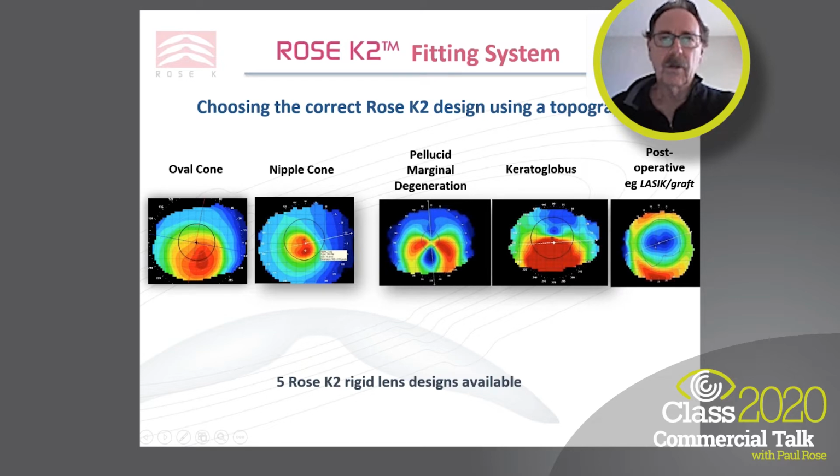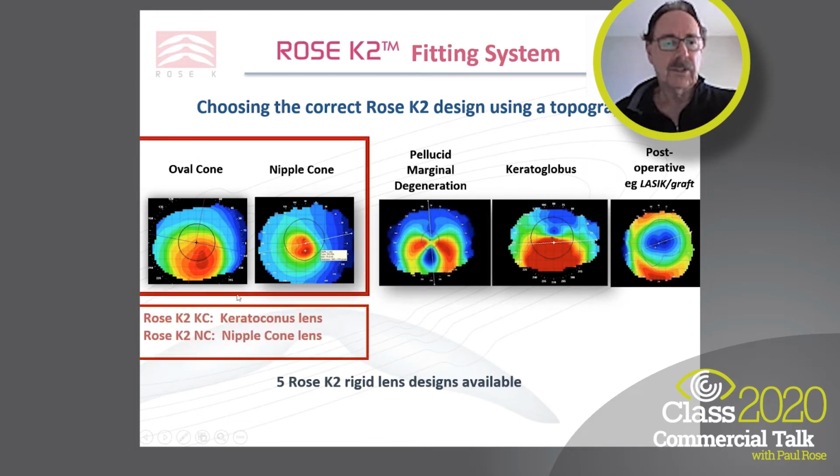Just a reminder to those that use Rose K designs, there are 5 actual rigid lens designs that are available. For those that use my designs, you'll be aware that for oval cones and nipple cones, your first indicated lens are corneal lenses. I still advocate that over a semi-scleral lens. So either the keratoconus lens for larger cones and the nipple cone lens for smaller cones.